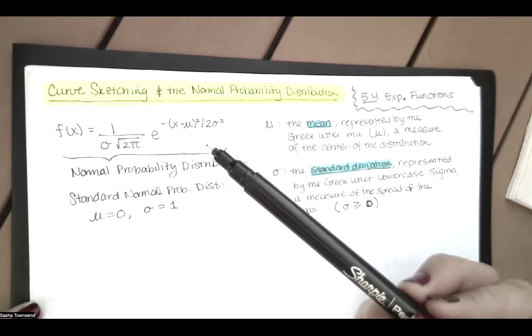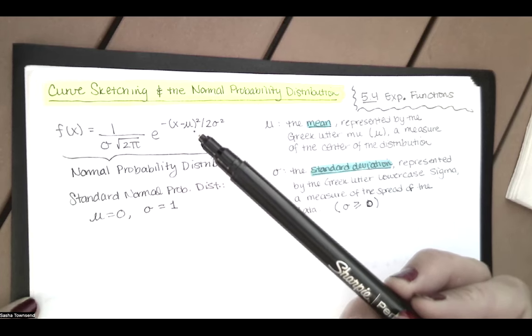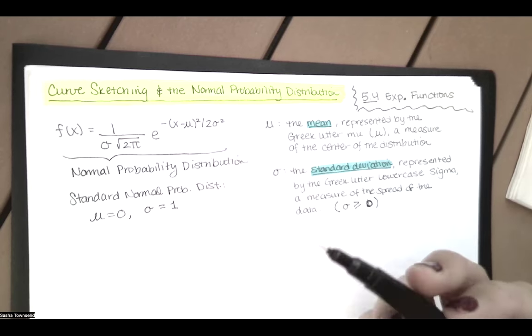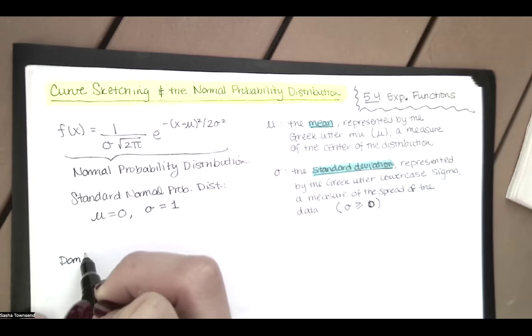So we're going to look at this function. We would like to sketch it. And when we sketch it, we want to sketch it in terms of those parameters, mu for the mean and sigma for the standard deviation. So let's do some curve sketching. First of all, let's talk about the domain.